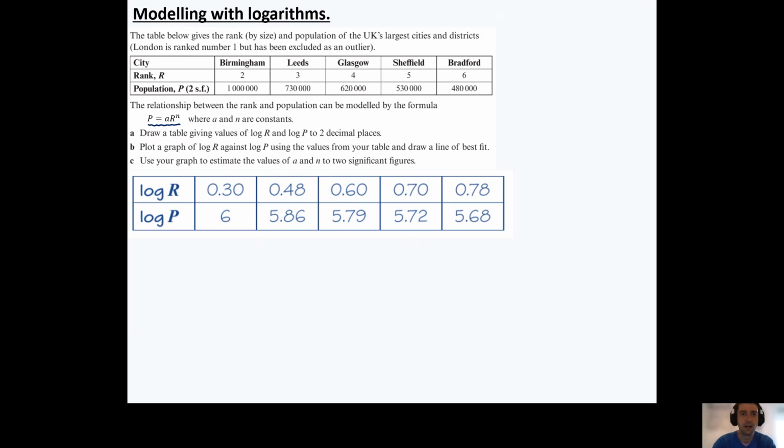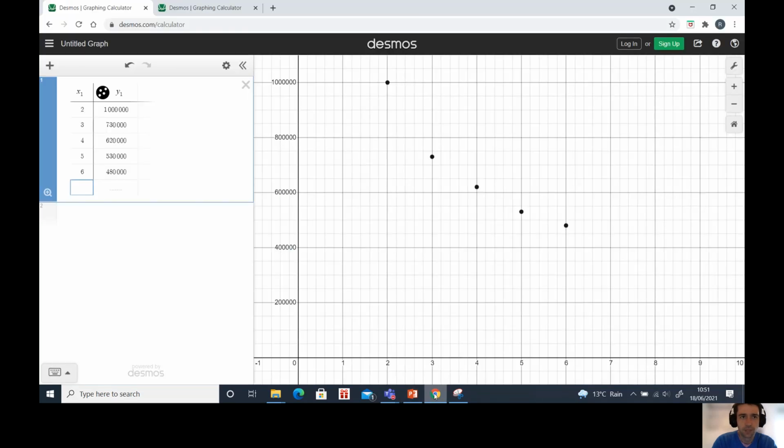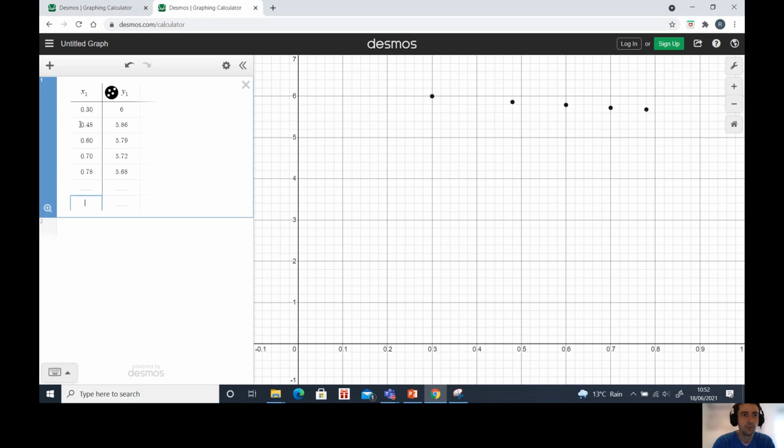So what I've done, in Desmos, is draw a graph of the original data. On the x-axis here, we have the values 2, 3, 4, 5, 6 for the ranks of the cities, and on the y-axis we have the population, starting with 1 million, going down to 480,000. And as you can see here, we've got what would appear to be quite a nice, smooth, curved relationship going on here.